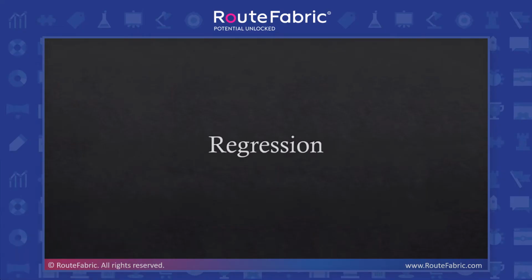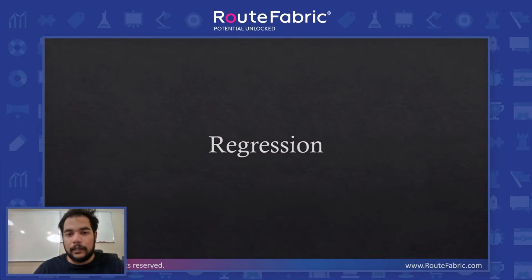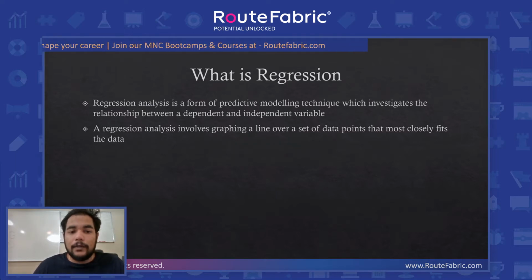In the previous lessons, we learned about supervised learning and we briefly touched on linear regression and logistic regression. Now let us see what regression really means. Regression analysis is a form of predictive modeling technique which investigates the relationship between a dependent and independent variable. A regression analysis involves graphing a line over a set of data points that most closely fit the data.